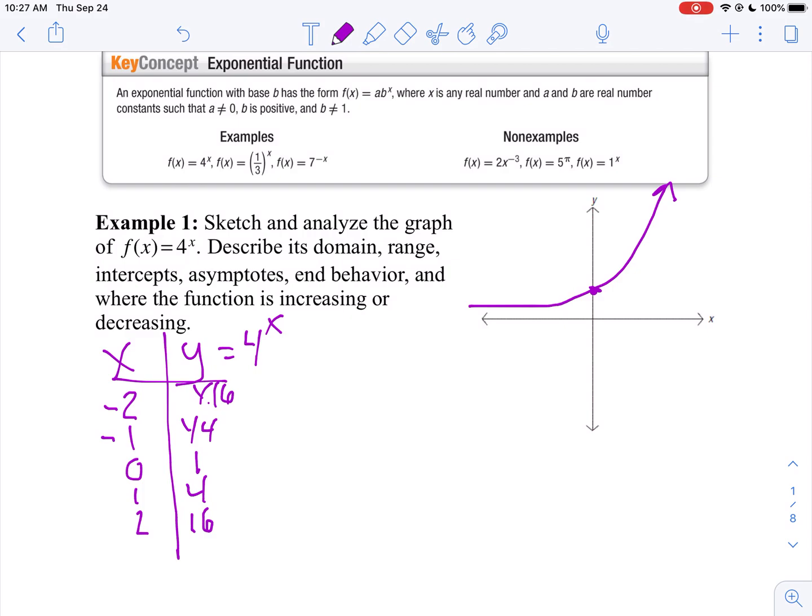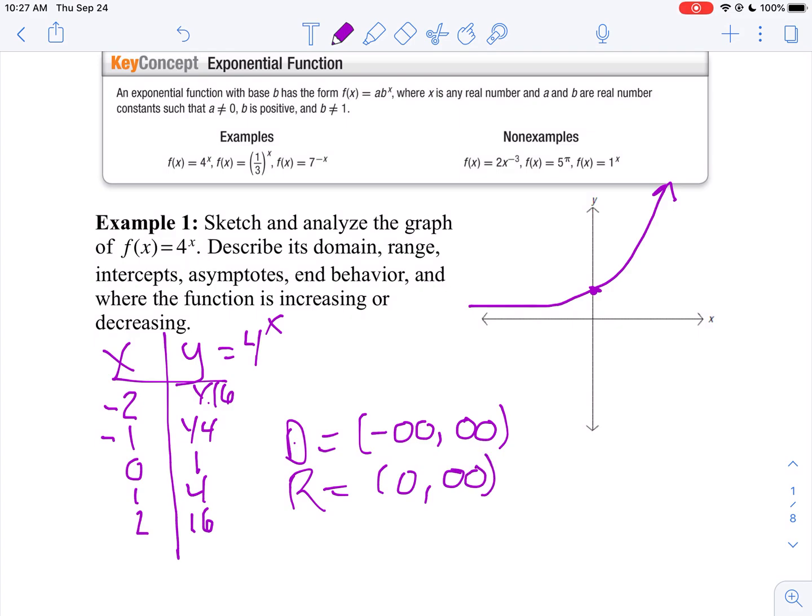Now let's talk about describing that graph. Well, my domain, notice, my domain can be any number in the world. So we're going to go from -infinity to +infinity. Our range, since it can't cross 0, is going to go from 0 to +infinity.